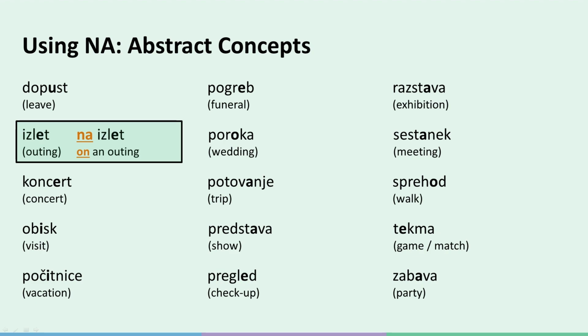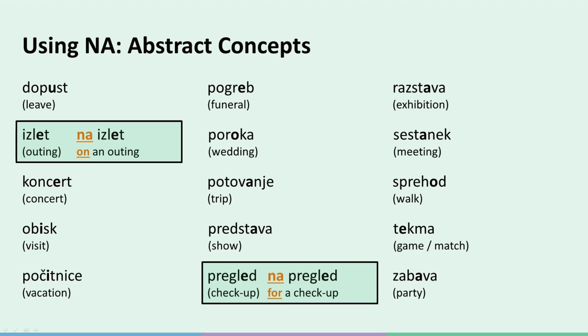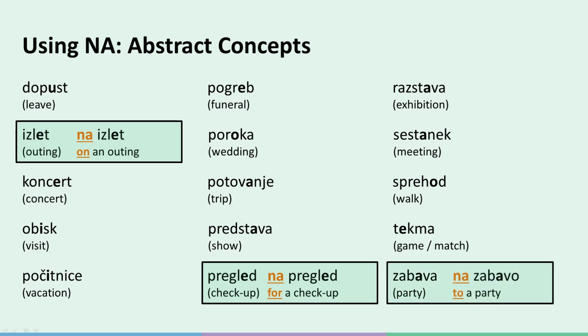To go on an outing is iti na izlet. To go for a checkup is iti na pregled. To go to a party is iti na zabavo. So you can see why dealing with prepositions can be tricky. Anyway, we use the same Slovene preposition, na, with all the other words on screen. Another similar use of na is when talking about institutions. Let's have a look at those now.